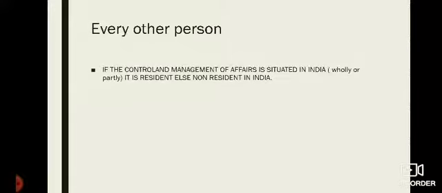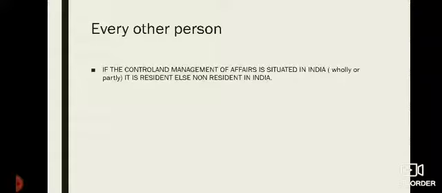After company, we have every other person. Every other person is in the sense which we have not included in individual, Hindu undivided family, firm, company, but they have a legal existence. They are known as other persons. So, in case of every other person, if the control and management of affairs is situated in India, either wholly or partly, it is known as resident. If it is situated outside India, then it is known as non-resident in India.